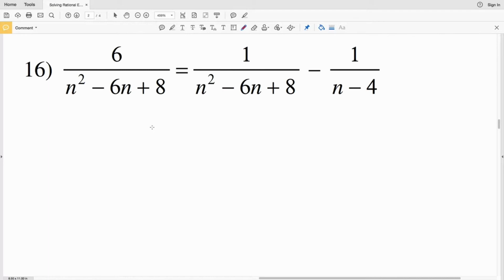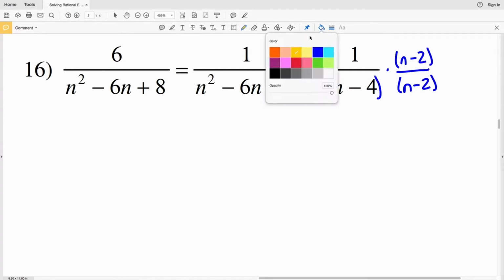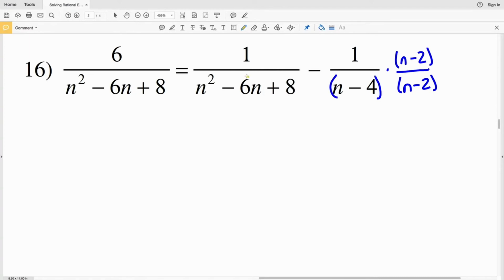In number 16, we're going to start by multiplying by a 1. The 1 that we're going to multiply by is n minus 2 over n minus 2. So think about this. What two numbers add to give us negative 6, but multiply to give us a positive 8? That's going to be negative 4 and negative 2. So n minus 4 times n minus 2 is equal to n squared minus 6n plus 8.